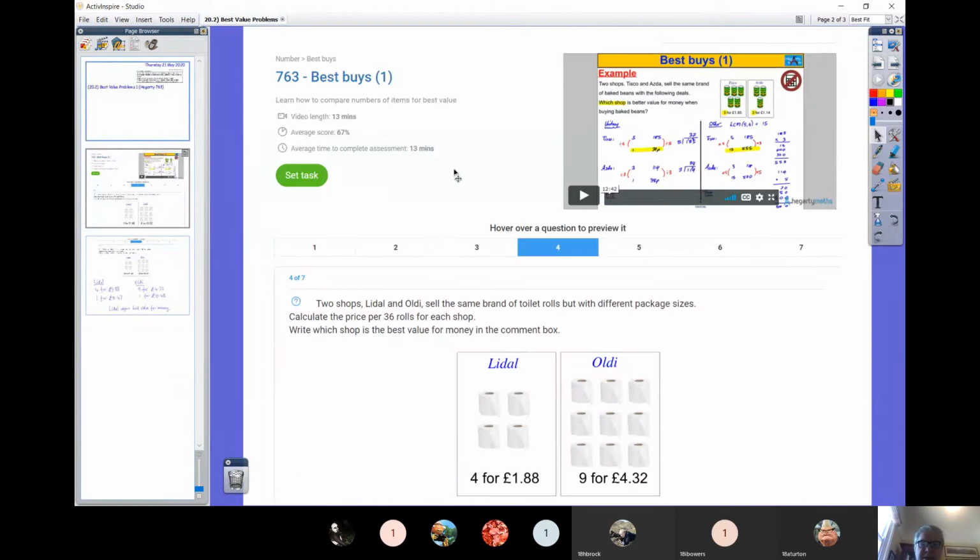So this would be a classic question. It's real life stuff that we all do every day. Two shops, Lidl and Aldi, sell the same brand of toilet rolls but with different package sizes. Calculate the price per 36 rolls for each shop. Write down which shop is the best value for money in the comment box. Now it says calculate the price per 36 rolls for each shop. I've missed that. I'll make sure my answer incorporates that.